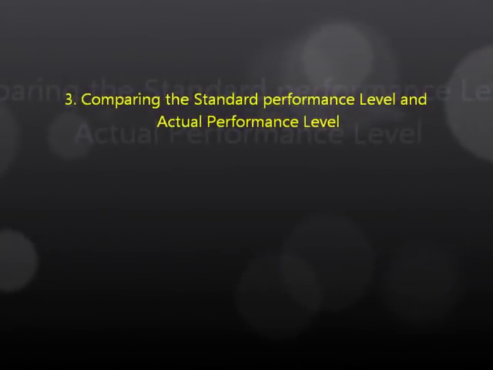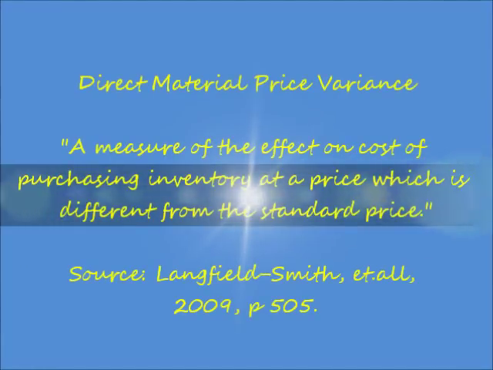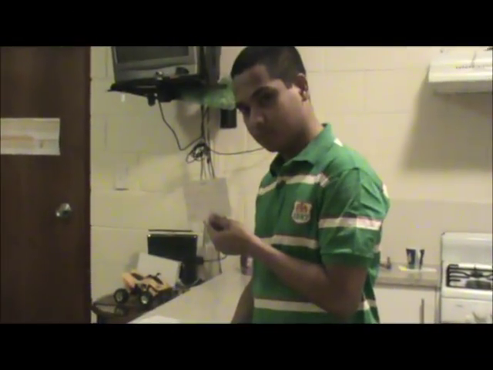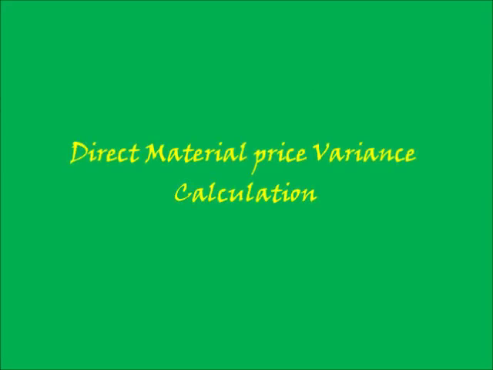Making comparison between the standard performance level and the actual performance level. This calculation is called direct material price variance. It is defined as a measure of the effect on cost of purchasing inventory at a price different from the standard price. As we can see, the bill of the rent cost during October is $1,000, and if we divide by 4 weeks, the rent cost, as I mentioned before, will be $250 per week.